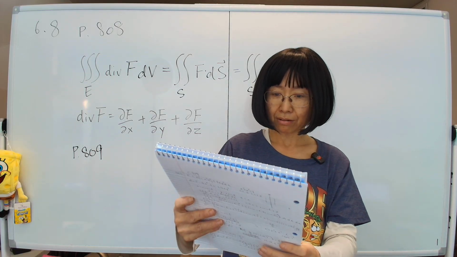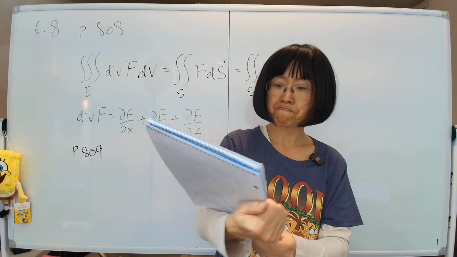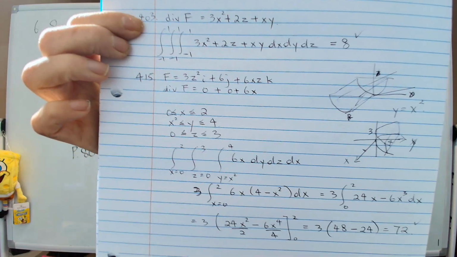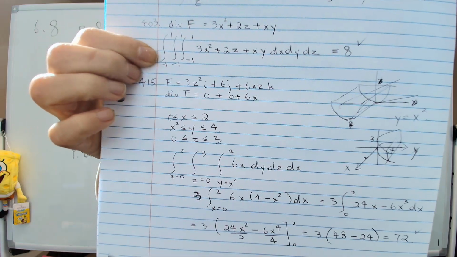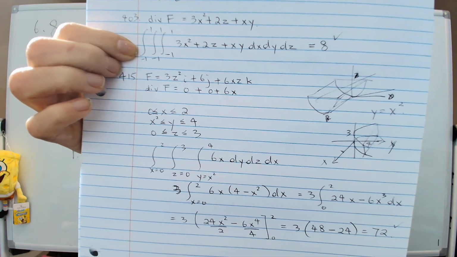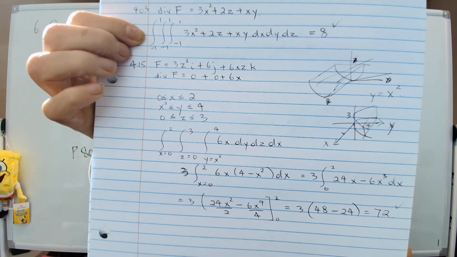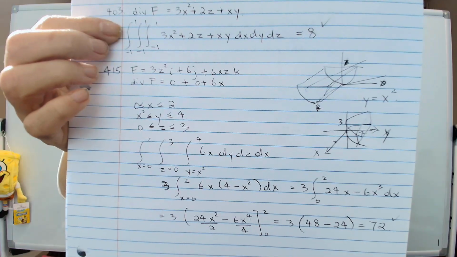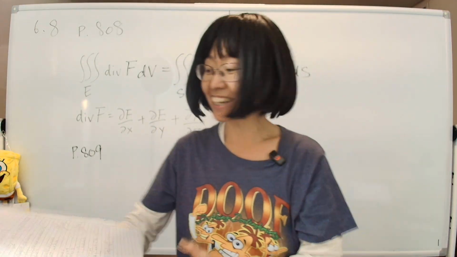And next, let's look at 403. All right, that one, the divergence of f is equal to that value. You plug it into here, and then I think I plugged the whole thing into the calculator, and then there's your answer.